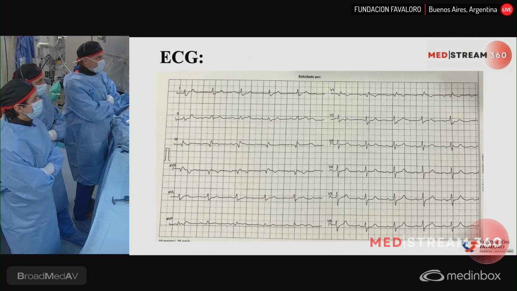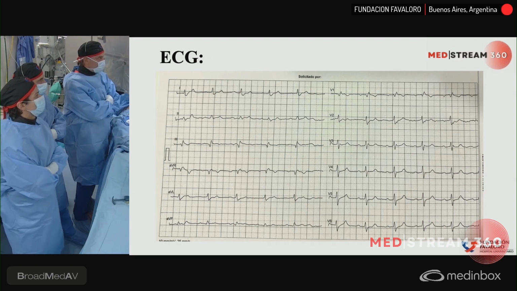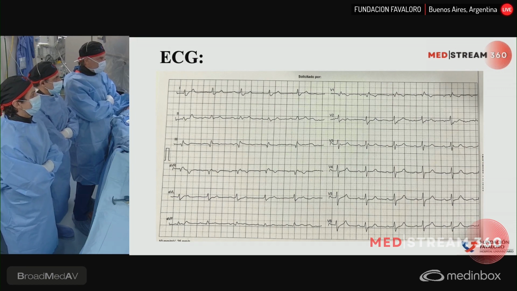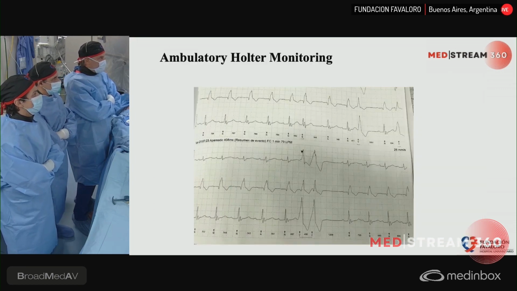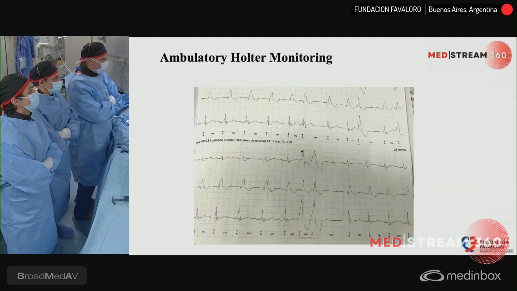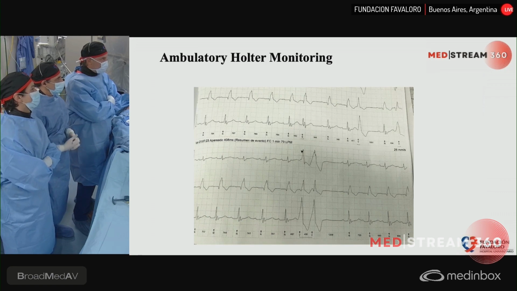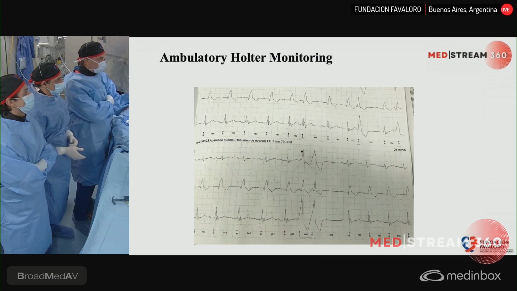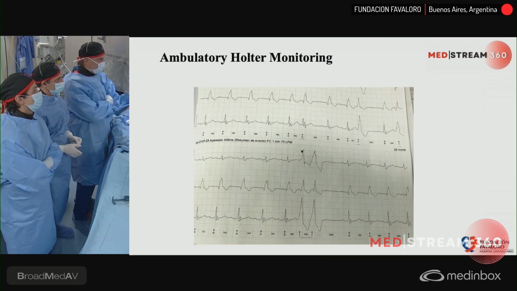Next. So this is the ECG with all the findings I have already described, with this first degree AV block and the right bundle branch block. Next. This is the ambulatory Holter monitoring with some bimorphic extrasystoles with some doublets and triplets of the extra beats during this evaluation.